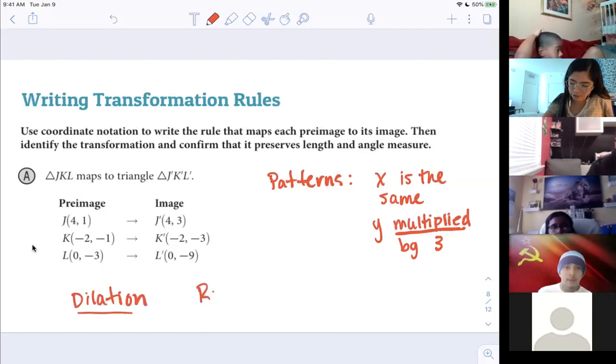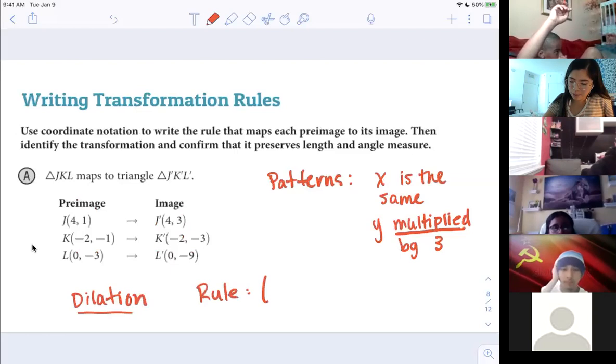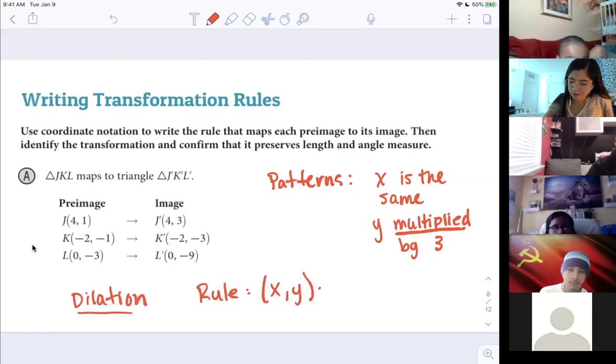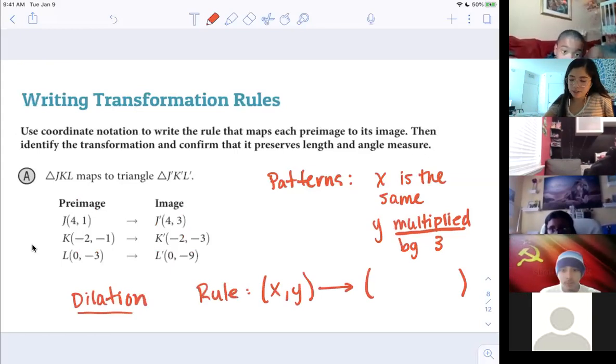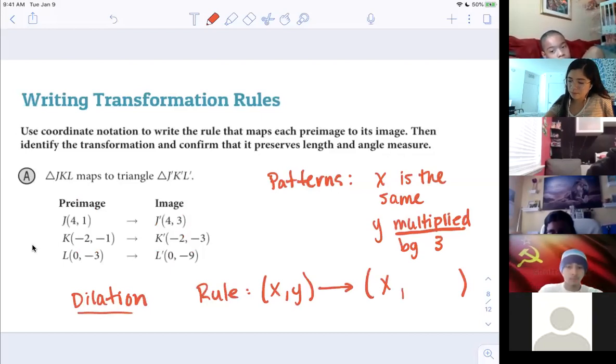Now let's write the rule. I start with my x comma y. I draw my arrow. And what am I going to write in the parentheses? Since x isn't changing, x is the same. You just write x. And then what about the y? Times 3. And how do I write that? Y times 3? Would I write it like this, or is there a nicer way to do that?